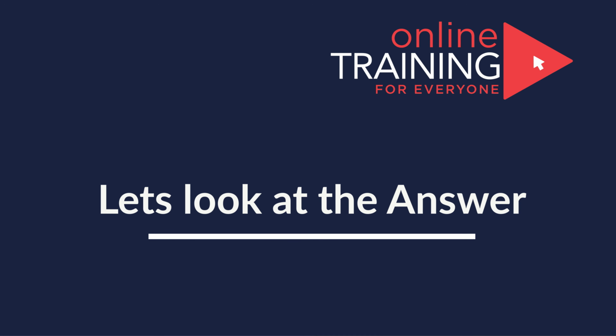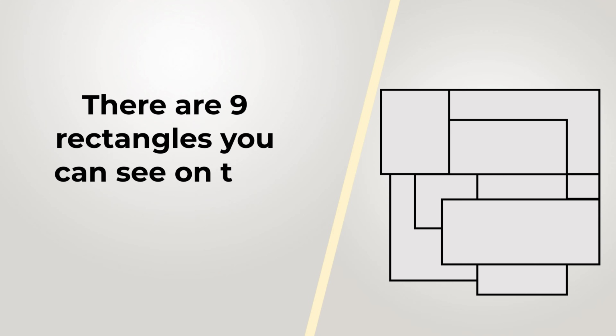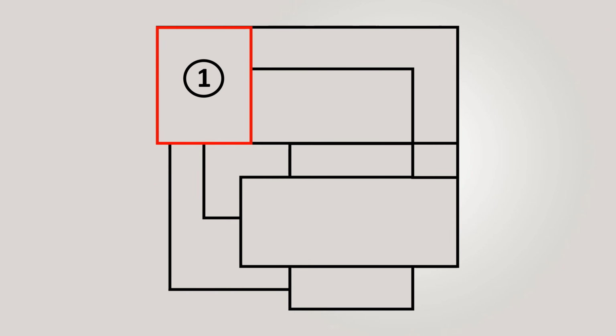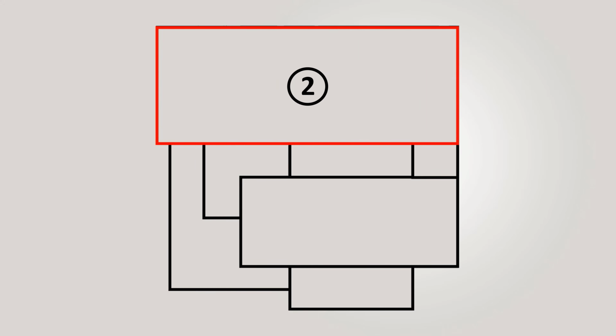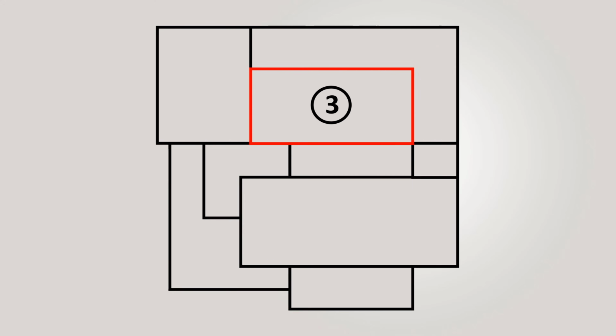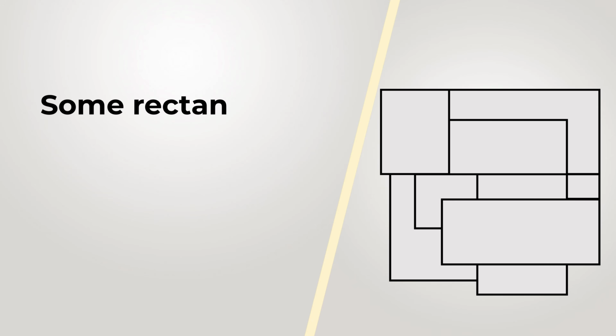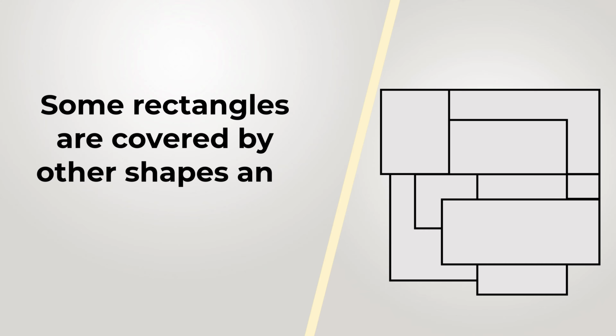Let's look at the solution together to see if we've got it right. There are 9 rectangles you can see on this picture. Let's count them all together. 1, 2, 3, 4, 5, 6, 7, 8, and 9. Some rectangles are covered by other shapes and cannot be counted.